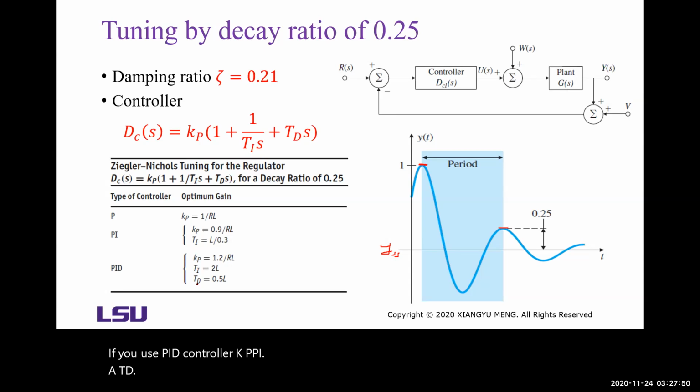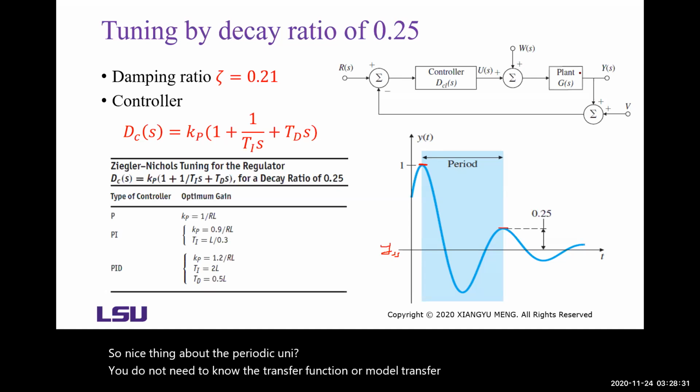So if you use the parameters suggested in this table, in the closed loop step response the damping ratio is about 0.21. So the decay ratio is a quarter. The nice thing about this PID tuning is you do not need to know the transfer function or model the transfer function based on physics.